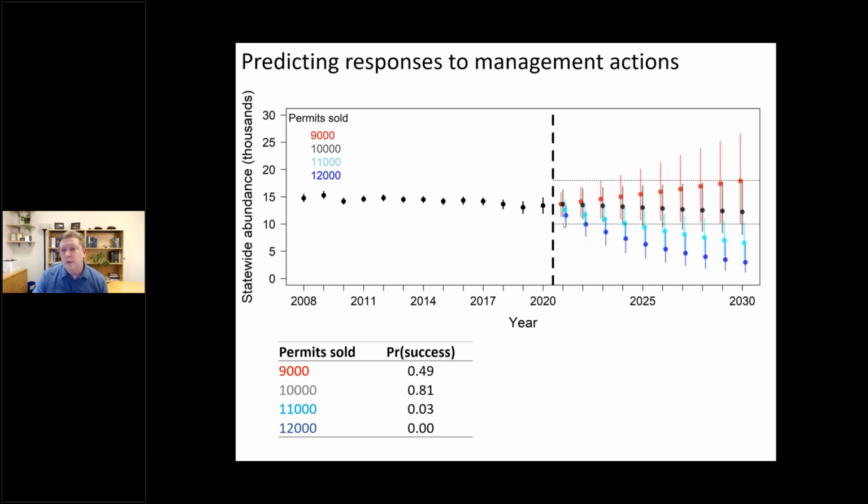And overall, the probability of success, shown as the probability of staying between the lower bound, as the dashed line, and the upper dashed line here, was highest for maintaining the status quo of about 10,000 bears, which gives us about a 0.81 probability that the final population in 2030 remains between those two bounds.